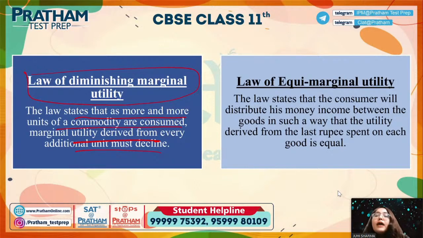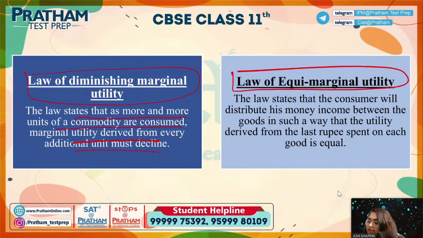On the other hand, we have the law of equi-marginal utility, right? What is this law of equi-marginal utility? This law is that a consumer, he or she, will always distribute the income among goods or services, right, in such a way that the last rupee they spend on every good gives maximum satisfaction or maximum utility. Of course, as consumers, what we want is that if I have spent even 50 rupees on any product, I want satisfaction worth 50 rupees.